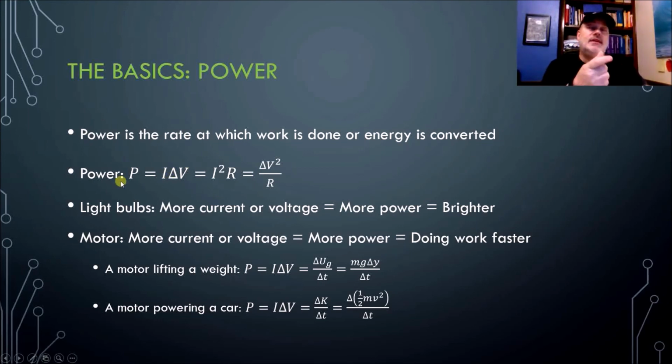It's converting electrical energy into light faster, or more potential across it for the same current, and it has more power. A motor is the same way. A motor converts current and voltage into power to move something, to make it go faster or to do work. So the motor could be lifting a weight.